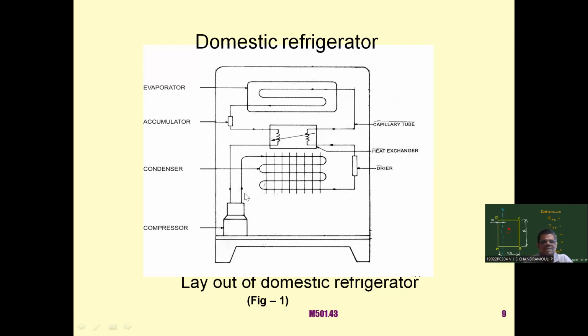Okay, and then here the high pressure vapor refrigerant is converted into high pressure liquid refrigerant, and again this liquid refrigerant is sent to the dryer. Before entering the capillary tube, it must pass through the dryer, where any moisture, if there is any, is absorbed, and then again it moves into the heat exchanger. After that it enters the capillary tube, and after the capillary tube again it enters the evaporator. So this is our domestic refrigerator. Is it clear for you?